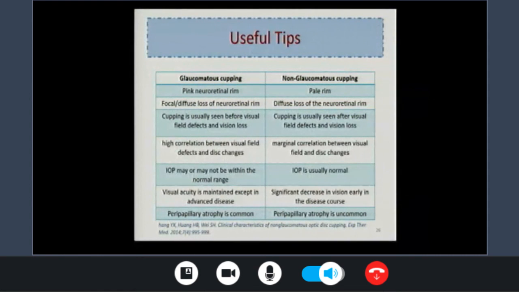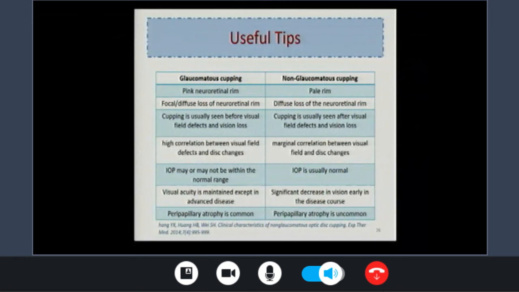So this is a table that summarizes the differences between glaucomatous cupping and non-glaucomatous cupping. As we mentioned, the neuroretinal rim is usually pinkish in glaucoma, while it's usually pale in non-glaucomatous cupping. The loss of the neuroretinal rim tends to be focal, especially early in the course of the disease in glaucoma. It tends to be diffuse in non-glaucomatous cupping.